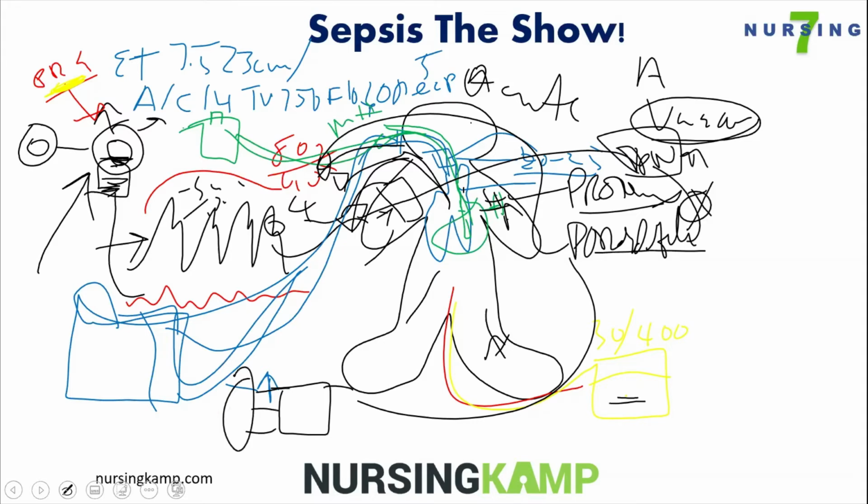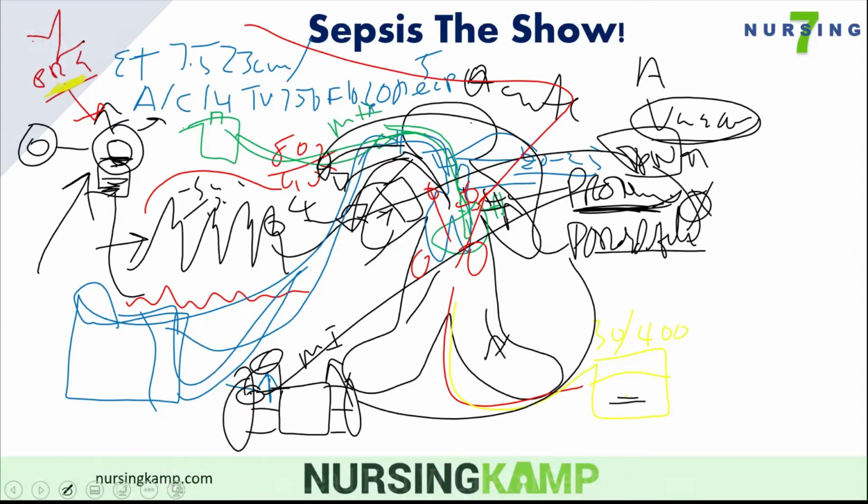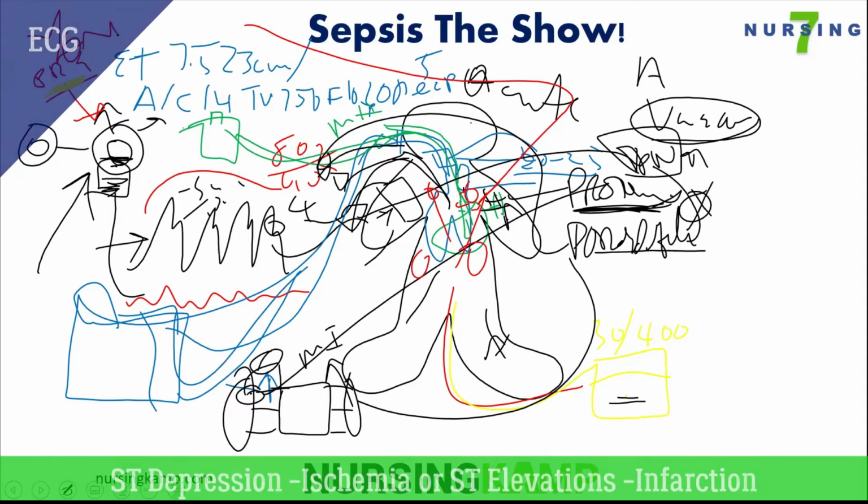Because the big risk is that triglycerides and their LDLs are going to become acute. So we'll monitor their cardiac enzymes as well because the risk is that they have an MI, and we don't want that. So we're definitely going to have them on a monitor. And we're going to monitor that patient, looking for ST depressions or even ST elevations.